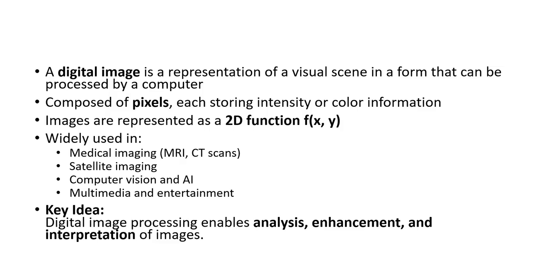Let us understand now how these videos and images can be represented in a computer system. Images are basically composed of pixels, where each pixel stores the color of that particular pixel. Many of these pixels put together form an image. Images are represented as a 2D function where some color is stored at the x and y coordinates.